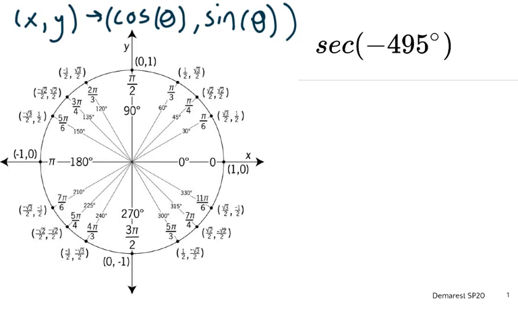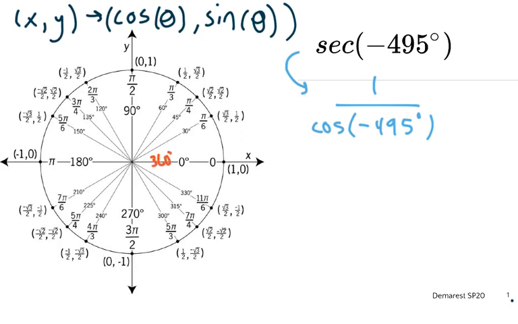It's cosine flipped. So the first thing I can do is rewrite this as 1 over cosine of negative 495 degrees. So now this is great. We've got it in terms of cosine, but negative 495 degrees is not on my unit circle anywhere. My unit circle goes from 0 to 360 degrees.